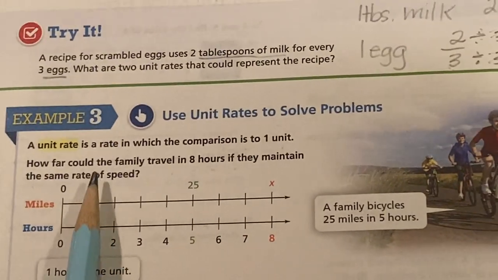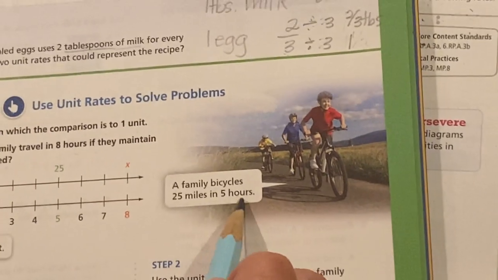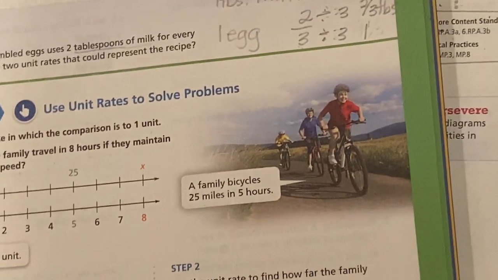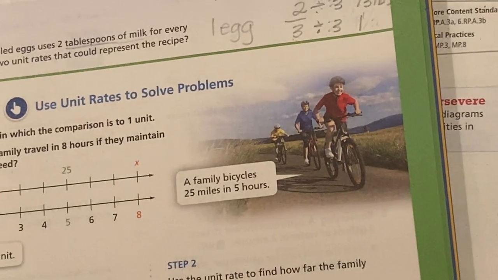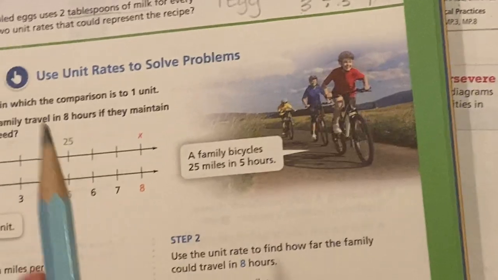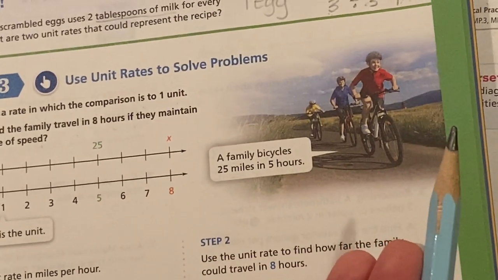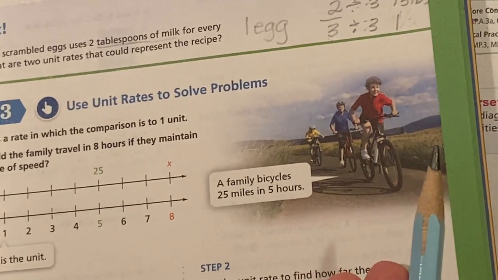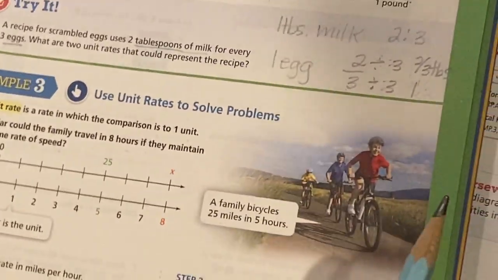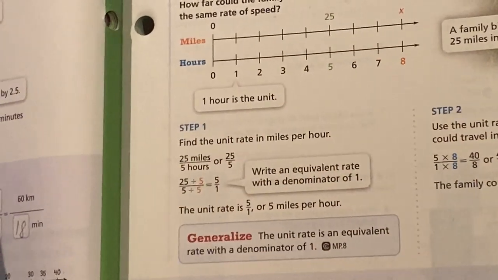So let's look at this problem. How far could the family travel in 8 hours if they maintain the same rate of speed? Okay, here's their rate of speed, 25 miles in 5 hours. Okay, if they maintain that speed the whole time they're riding, we could look at it a couple of different ways. We could say, how long does it take them to travel, are they doing kilometers or miles? How long does it take them to do 1 mile? Or how far can they go in 1 hour?